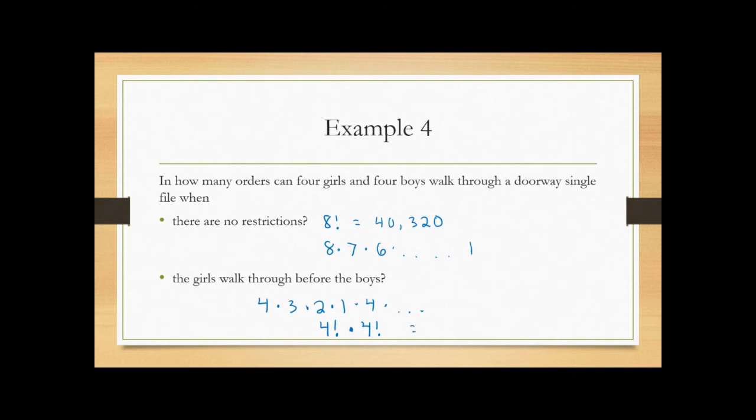So 4 factorial on my calculator, oops, I accidentally typed in an extra number I didn't need. 4 factorial is 24. So you have 24 ways to get those girls lined up, and then 24 ways to get the boys lined up. And so when you multiply those together, you get 576 possible ways you can line up the girls if the girls have to go first and then the boys.